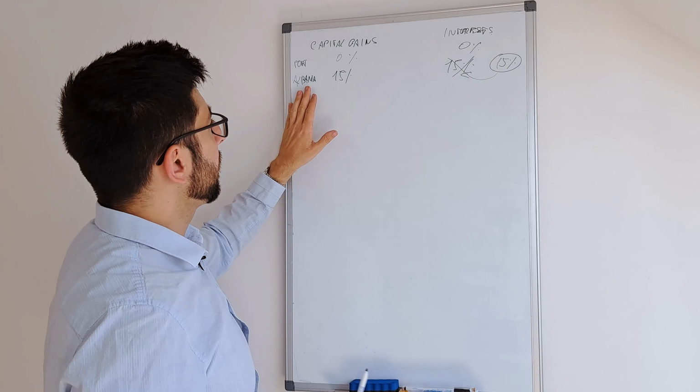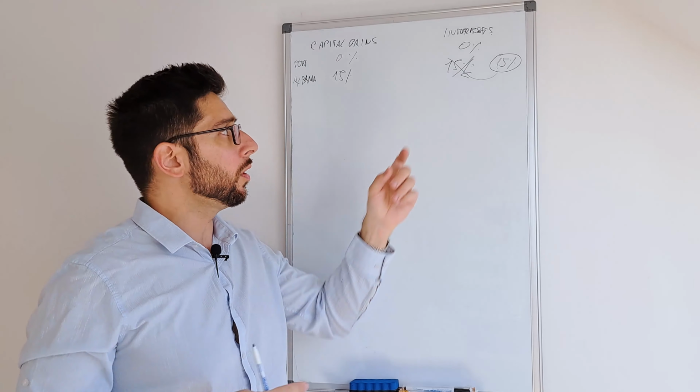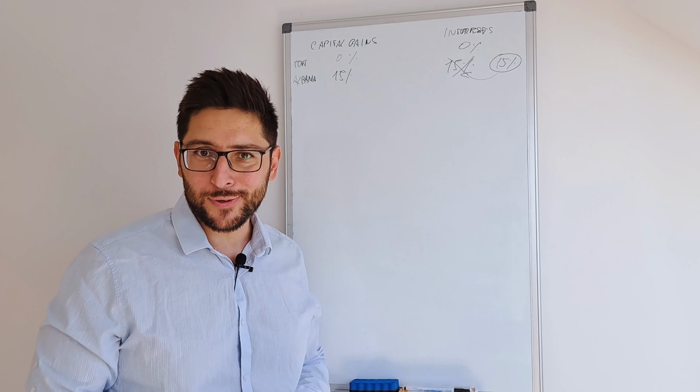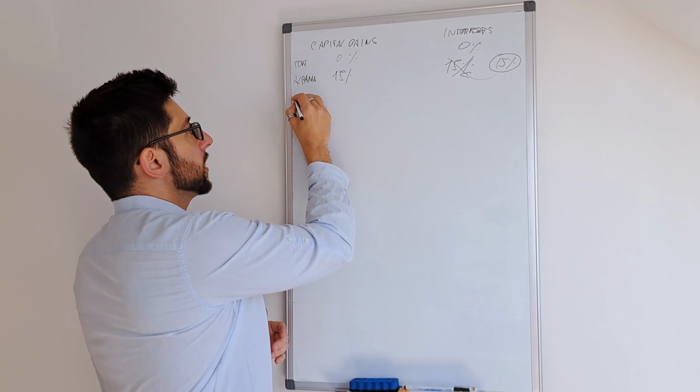So for Albania, if you are tax resident in Albania and investments are in Albania, you will only be subject to 15%. There is no need to go around the double taxation convention. So these are the first two jurisdictions. The other jurisdiction, quite interesting, is Belgium.